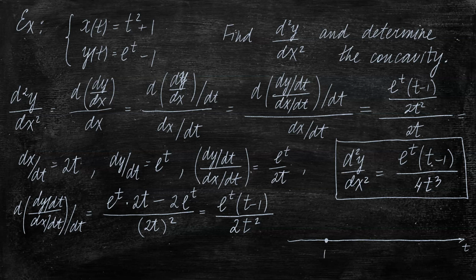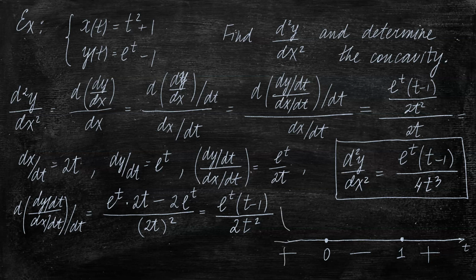0 is when the function changes the sign in the denominator, and 1 is when the function could potentially change the sign in the numerator. And we can do test points, or we can do some other analysis here, but the idea is that when t is greater than 1, the function is positive. When t is between 0 and 1, the function is negative, and when t is less than 0, it's again positive.